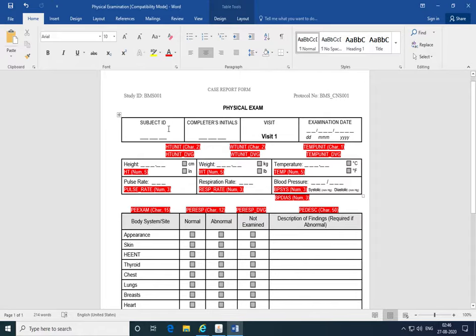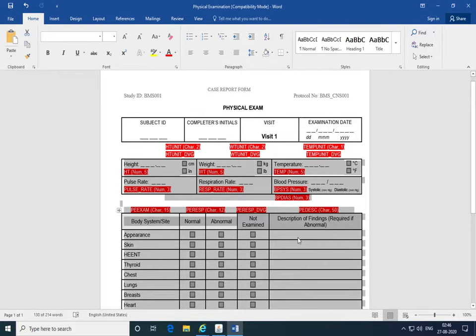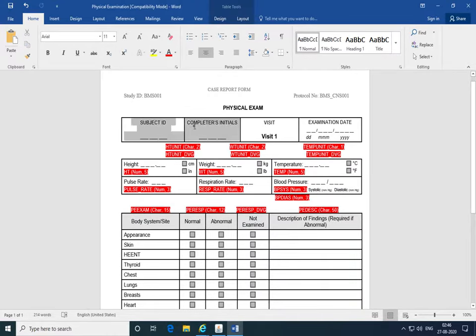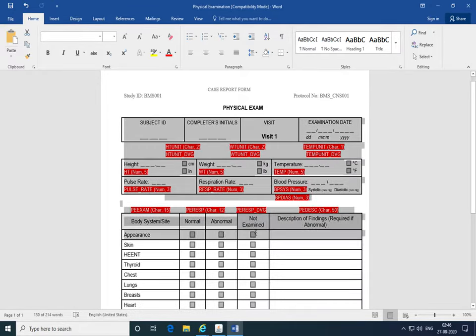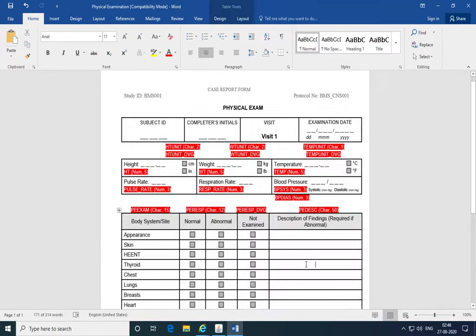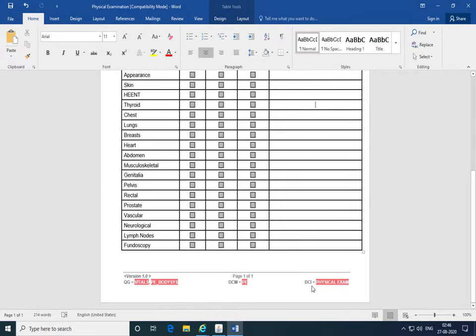So the header information uniquely identifies the data within the body of the case report form. And the body itself includes information that is collected as a part of collecting the raw clinical data in a clinical study. So a case report form is broken down into the header information and the body. Together, they constitute the entire case report form, which is known as a data collection instrument.